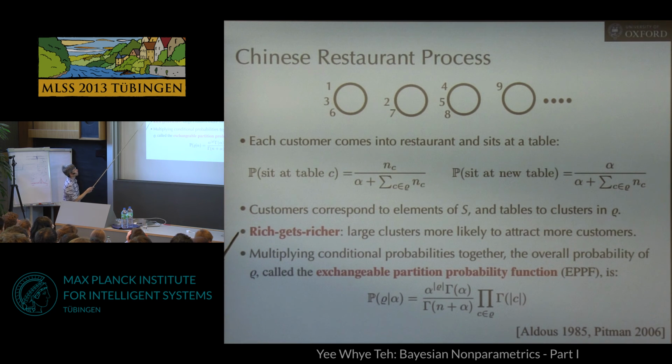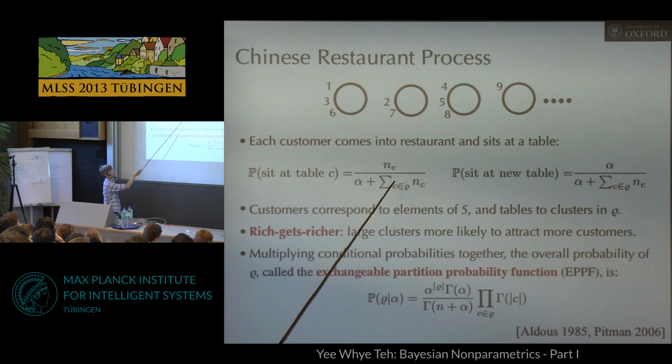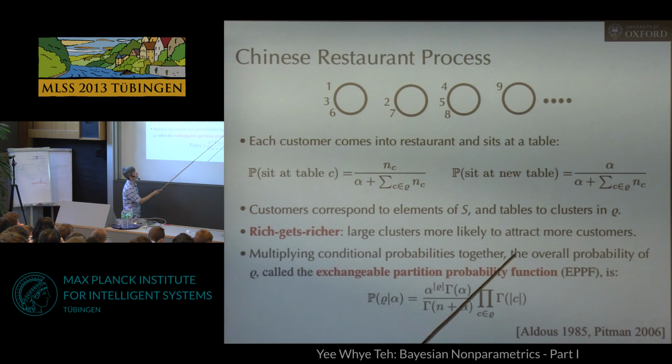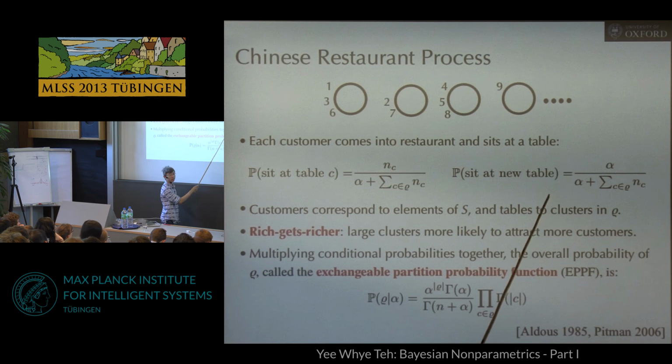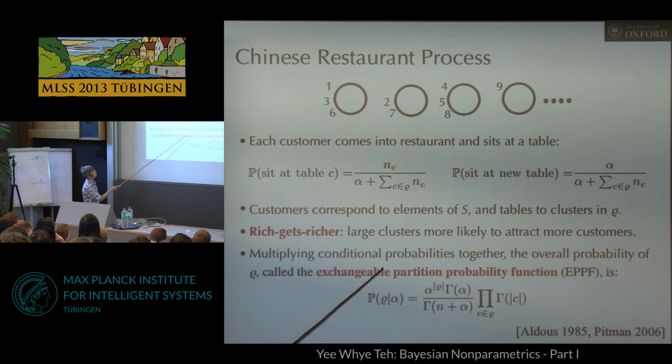And at each iteration of this generative process, the customer that comes in will sit at a table c with probability proportional to the number of customers currently sitting at that table. And the probability of the customer sitting at a new table is going to be proportional to alpha, our parameter. Okay? So the idea here is that customers are sociable, and they like to sit where there are lots of customers already. Okay? And basically, customers in this Chinese restaurant process correspond to the elements of S, or our observations, and the tables correspond to clusters in our partition rho. Okay? So one of the properties of this CRP is that it has a rich-gets-richer property, right? So the idea is that large clusters are more likely to attract more customers.